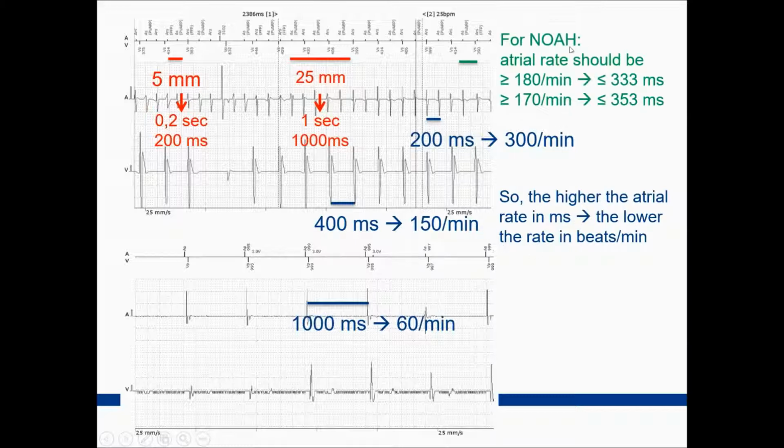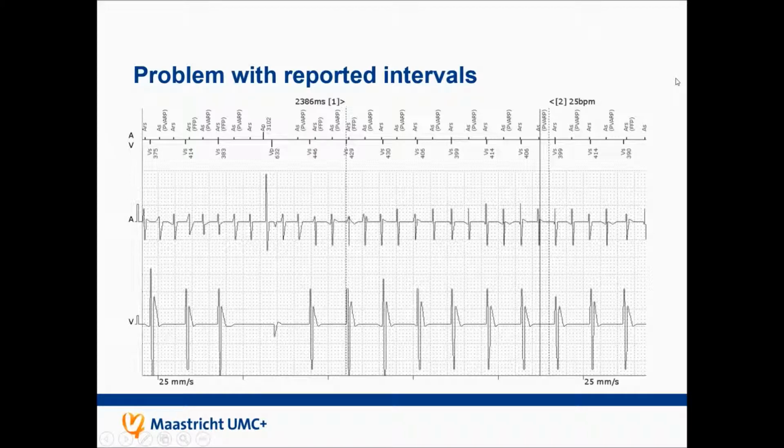And for the NOAH trial, the atrial interval should be shorter than 333 milliseconds or 353 milliseconds, depending on which country your site is in. Well, there's another problem with reported intervals when we get the EGM, because we also have to know the maximum rate of an atrial high rate event.